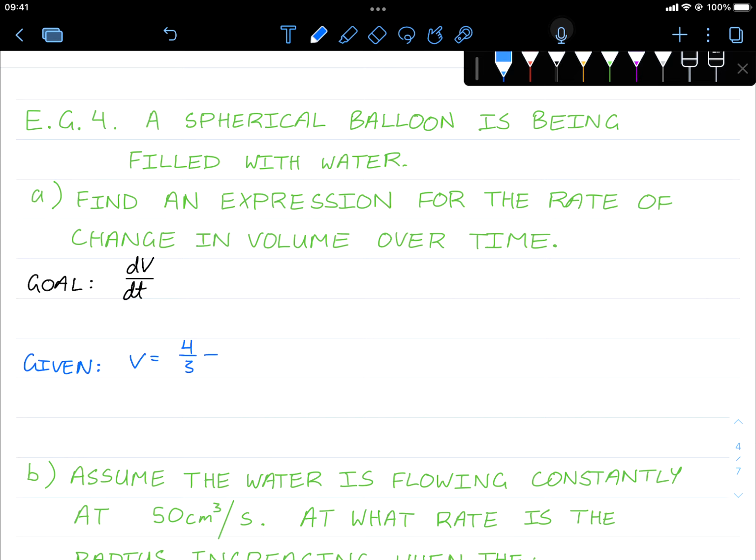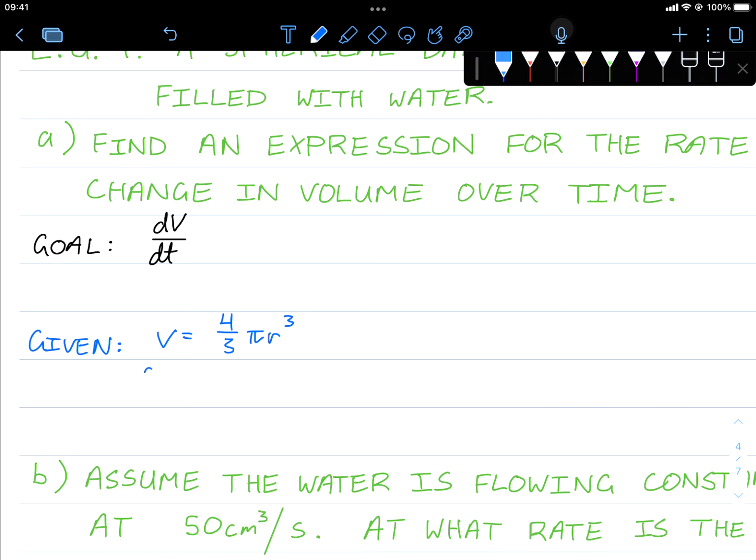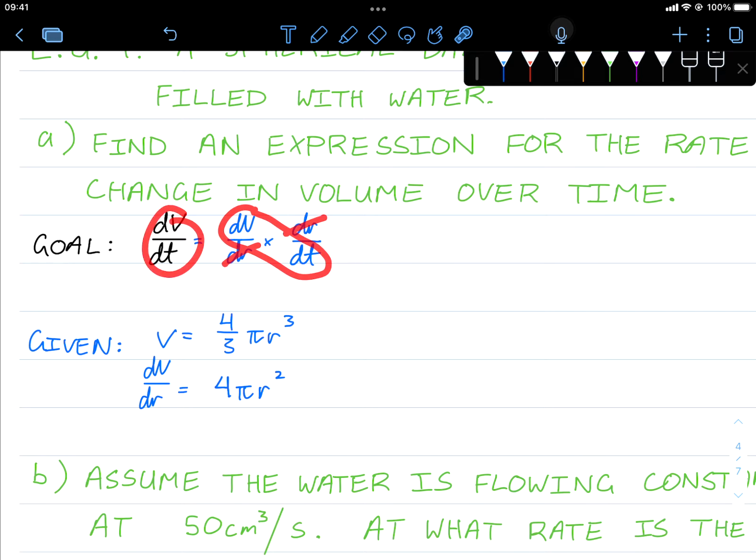4/3 pi r cubed. From here we can find dV on dr, so the change in volume against the radius. This is going to be 4 pi r squared. As you can see, we can already use this. That is going to be dV on dr. If we were to multiply it by dr over dt, we could cancel the dr's and leave us with what we are looking for.